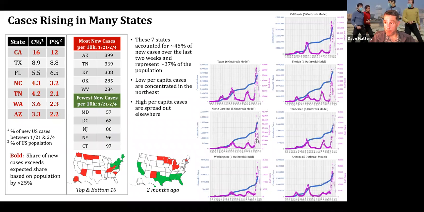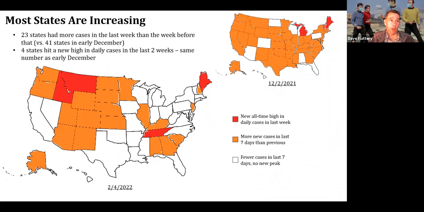So most of these big outbreaks are peaking. Maybe not Tennessee. Maybe Washington hasn't really peaked yet, or at least there isn't strong evidence it has. There's definitely a decline in the daily new cases. And when we look broadly across the U.S., this map that I do every time, orange is where the state experienced more cases in the last 7 days than they had in the previous 7 days. And red is where there's a new all-time high in daily cases in the last week.